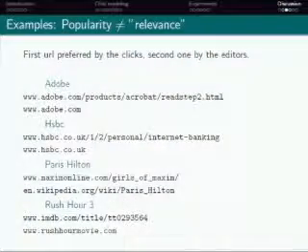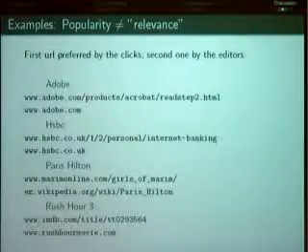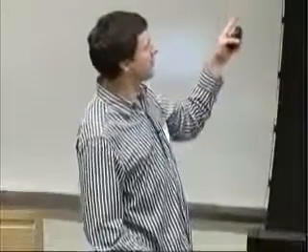In all those examples, the query is in green. The first URL is the URL preferred by the clicks, and the second URL is the one preferred by the editors. You can see, for instance, the query Adobe. People want to have the Acrobat Reader download and are not interested in the home page.